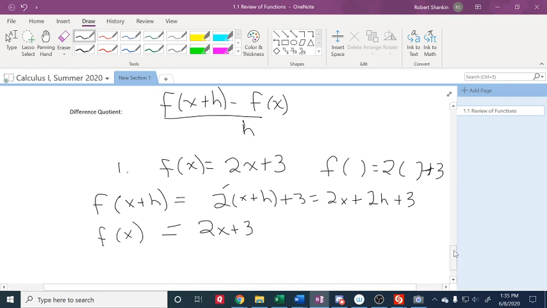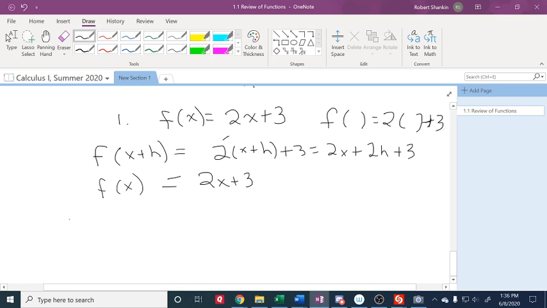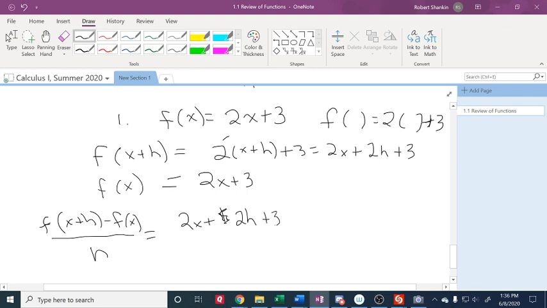Now, for the whole thing, I can write out the difference quotient is equal to what I got for f of x plus h: 2x plus 2h plus 3, all divided... now that was this part right here, minus f of x, which was 2x plus 3, and then it's divided by h.